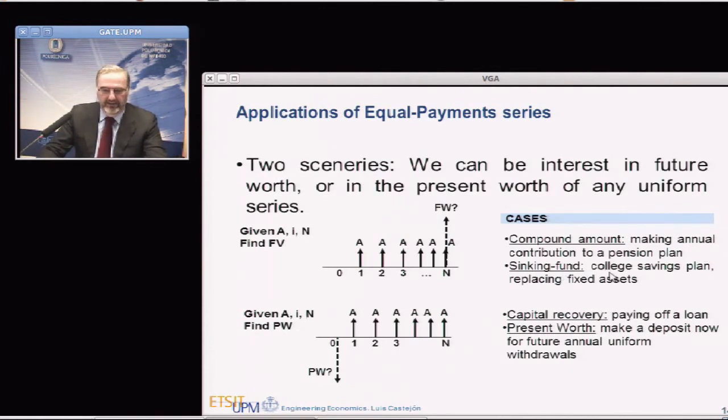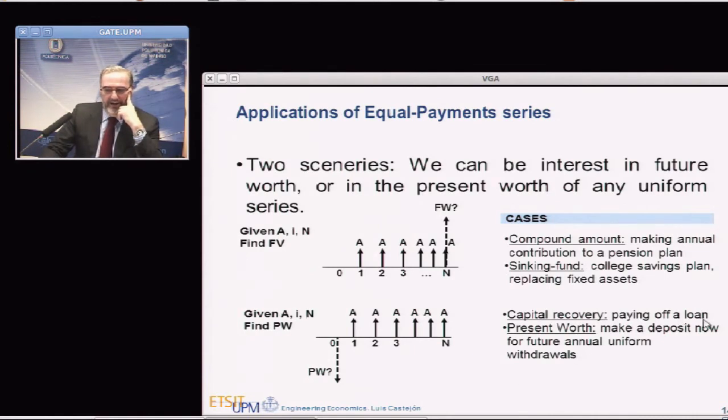Or for example, the sinking fund for college savings plans, or replacing a fixed asset, as I told you. I know the future price of university, for example, or the future price of buying a new machine. So I want to know how much money I have to save to obtain that final amount. So in this case, we are always thinking about the future value of things. The other two cases were trying to find the present value of things.